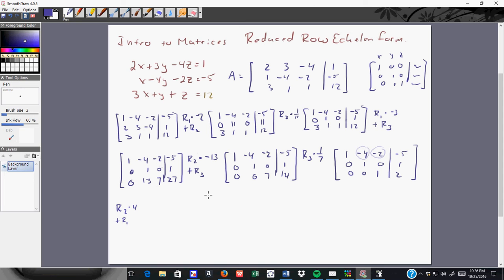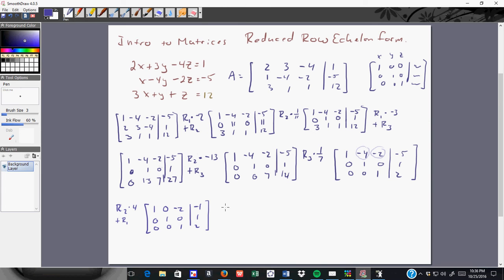1. And when I do that, I'm going to get 1. This is going to become 0 because 1 times 4 is 4 plus -4 is 0. 4 times 0 is 0, so that stays -2. This is actually going to become 1 times 4, which is 4, plus -5 is -1. And here I still have 0, 1, 0, 1, and 0, 0, 1, 2.